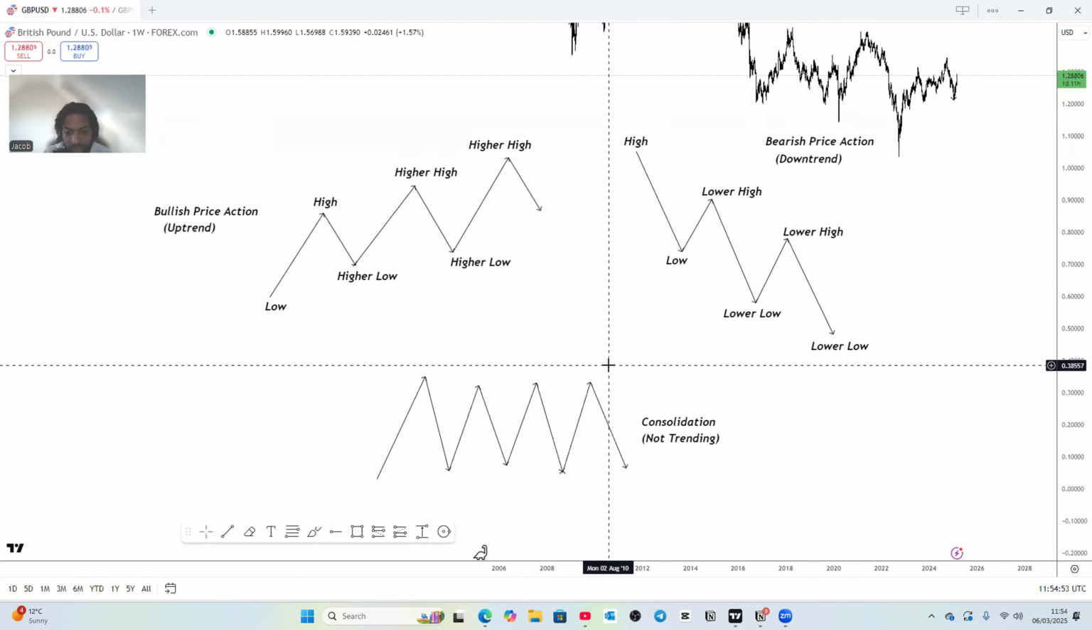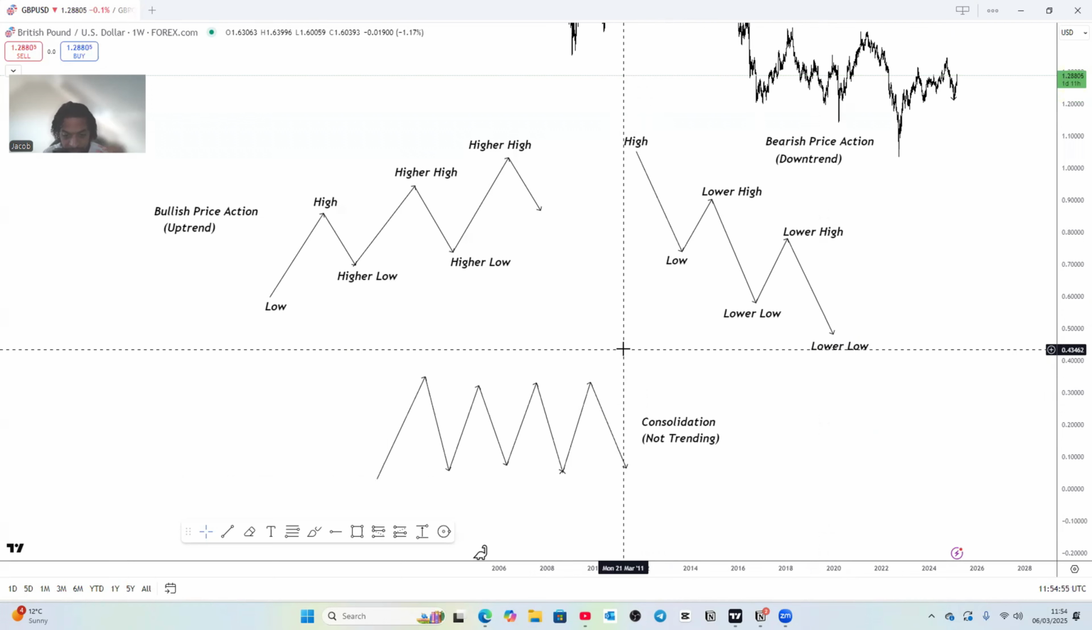So if we look at this drawing here, there's only three things that you need to understand about market structure in regards to what price is doing. The market is either trending, retracing, or consolidating. There's three things. That's it. Trending, retracing, consolidating. Don't overcomplicate it.